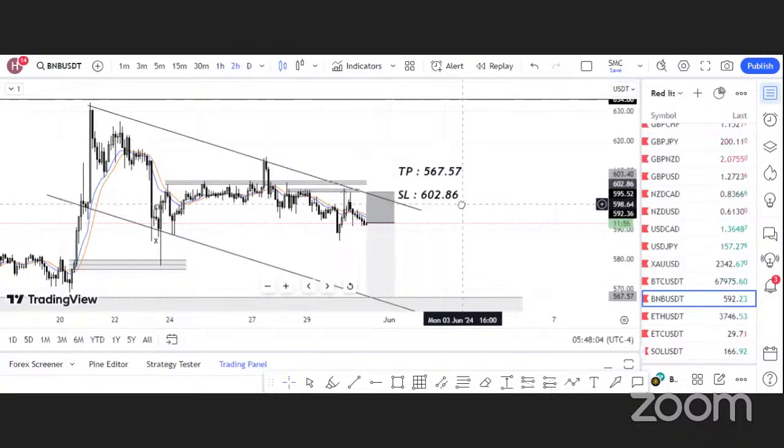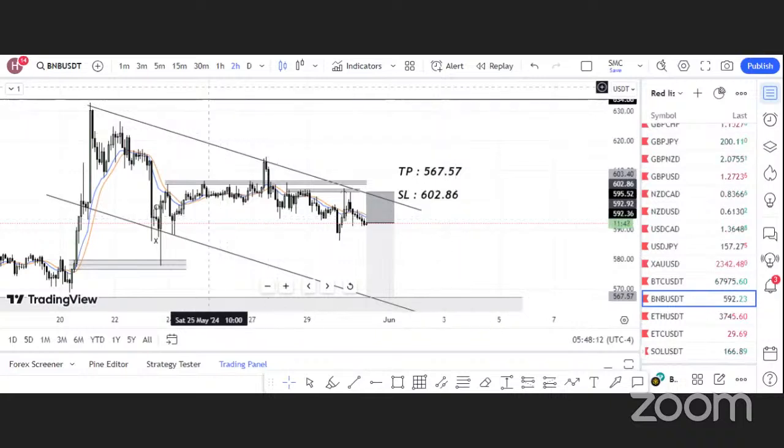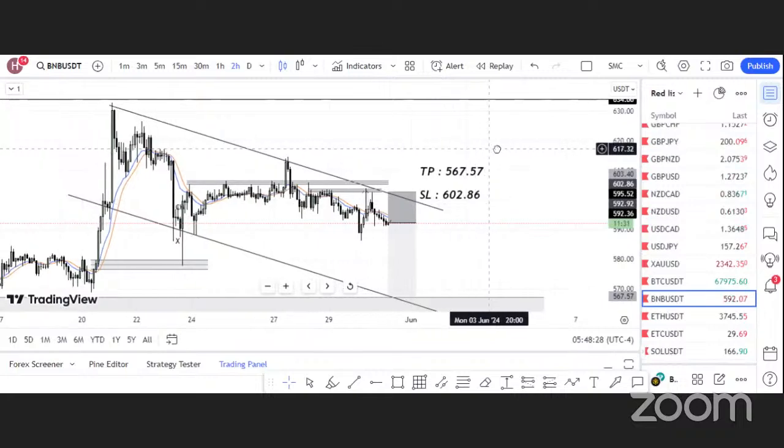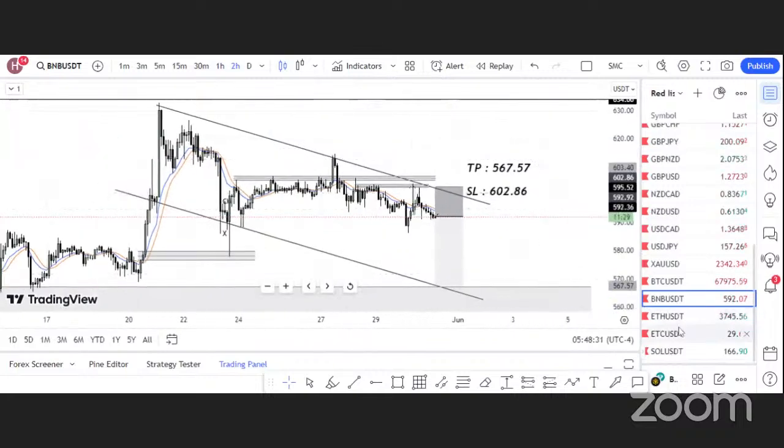So guys, this is the analysis for BNB USDT, and we got a trade opportunity. Though it's not suitable for small accounts, if you have a big account, from $50 above, you can open this position, set your stop loss, and set your take profit. Okay, so let's make analysis on Ethereum USDT.